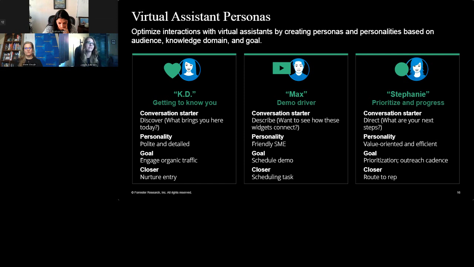And finally, we have Stephanie here, and she's all business. Her goal is to engage buying group members that are connected to an open opportunity. So she's providing value and direction and helping to progress that overall opportunity to that next stage as she's connecting those non-human conversations with human agents at the end.